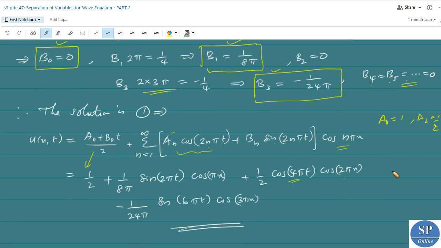So we have the required solution: u of x, t is equal to 1 by 2 plus 1 by 8 pi into sine 2 pi t cos pi x plus 1 by 2 into cos 4 pi t cos 2 pi x minus 1 by 24 pi into sine 6 pi t into cos 3 pi x.